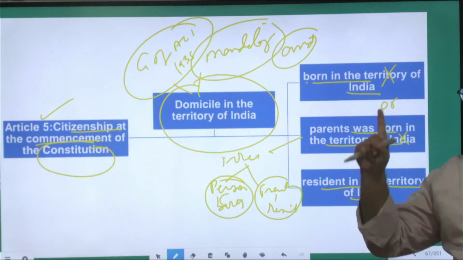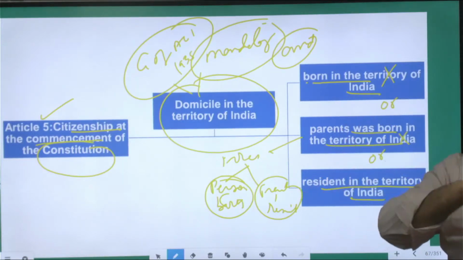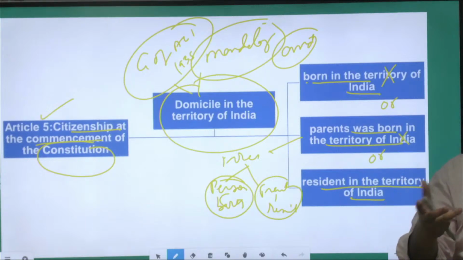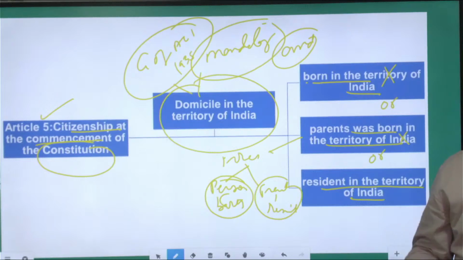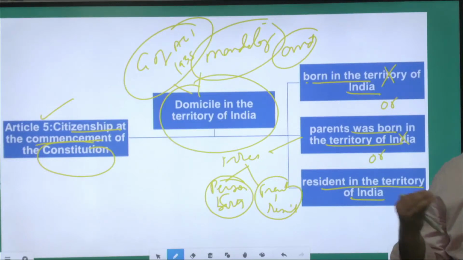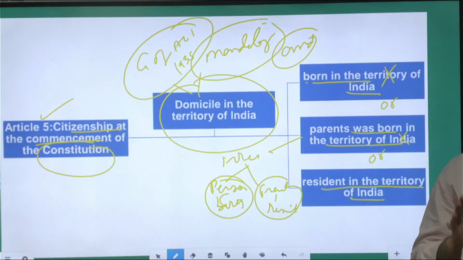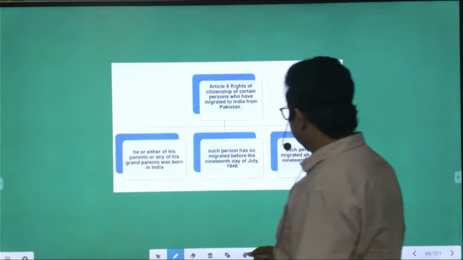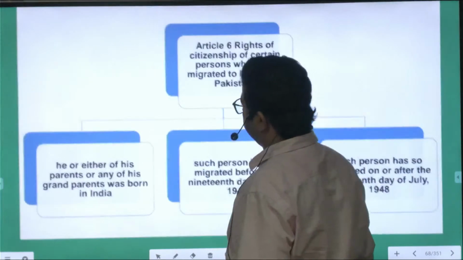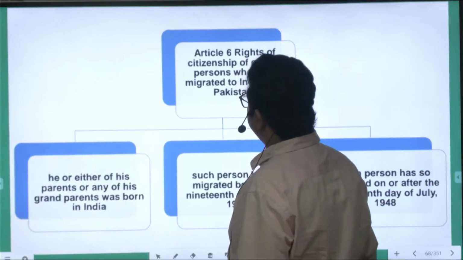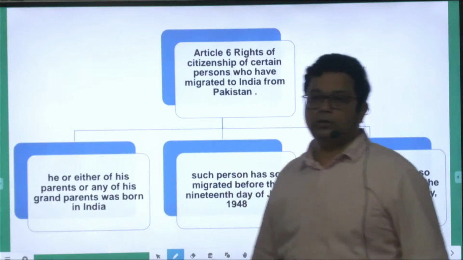As I said, Articles 5 to 11 do not talk about how you can acquire citizenship, how your citizenship is lost, or what the status of citizenship is after 1950. They are only talking about the commencement of the Constitution. The 5th is clear. Next, 6. Article 6 of the Constitution.